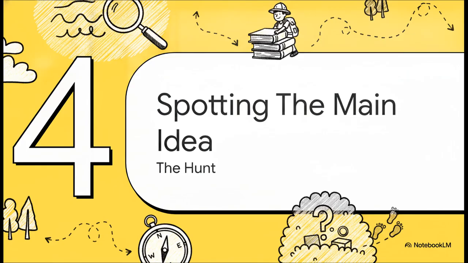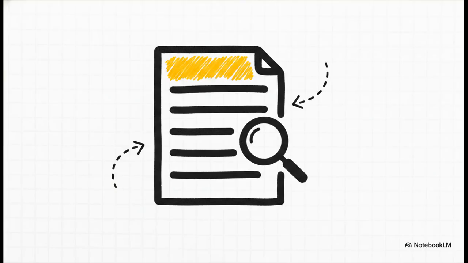Okay, moving to section 4, spotting the main idea, the hunt. We know what these sentences look like, but now we need to know where they actually hide in the wild. So where do they hide? Well, most of the time, you're going to find them sitting right at the very front as the first sentence, ready to orient you. However, sometimes writers use that very first sentence to transition from a previous paragraph.